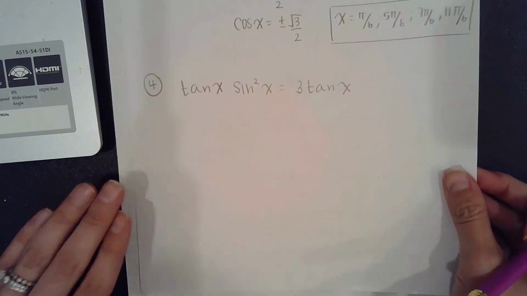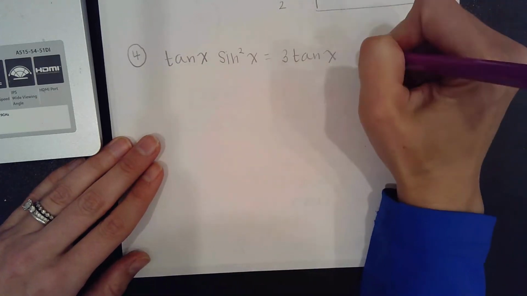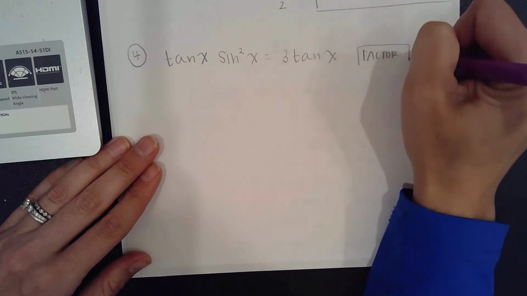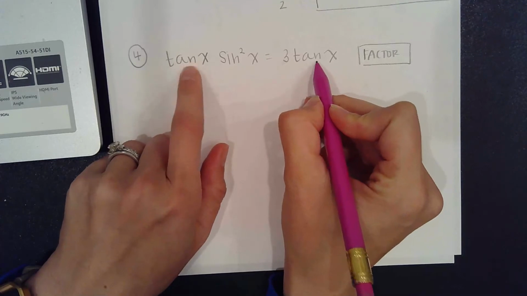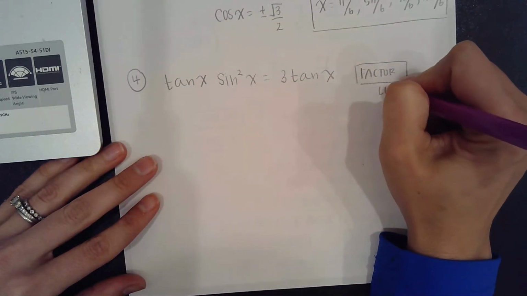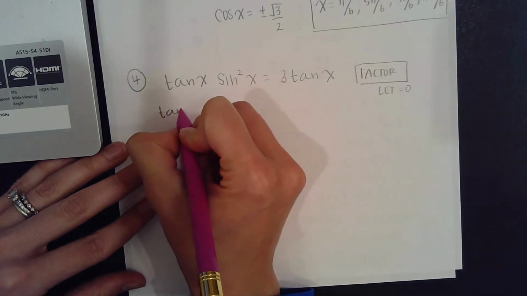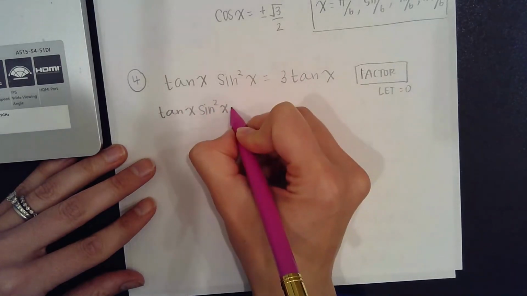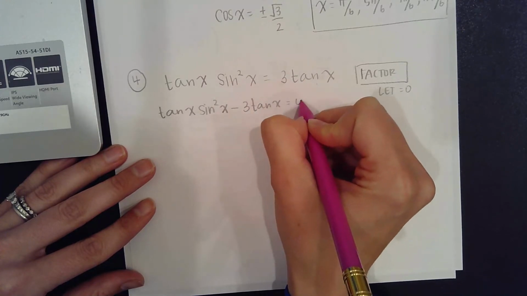Okay, so let's look at this one here. So this one looks kind of funny, but we're still going to do this one by factoring. Sorry, I should have put factoring at that first one as well. Because I have a tangent and I have a tangent, I have the same trig function there. So to factor though, remember you have to let it be equal to 0, right? So I need to move this over here. So this is going to become tangent of x sine squared x, and then I'm going to move this over, so it's going to be a minus 3 tangent of x is equal to 0.